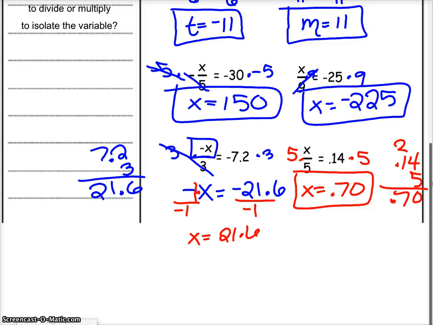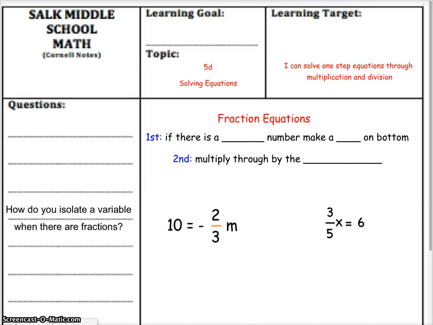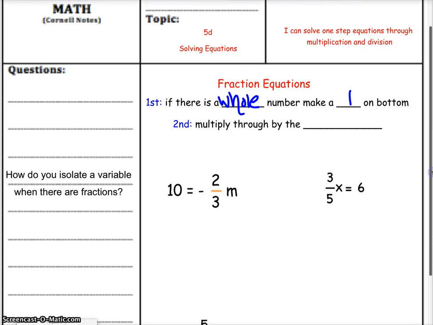Now we're just going to move to fractions. Okay. If there is a whole number, make a 1 on the bottom. When you're dealing with fractions, you just want to make them both fractions. It makes your life much easier. And then to get rid of a fraction, you want to be able to cancel things out. Then you want things on the diagonal. So to make things on the diagonal, you multiply through by the reciprocal.